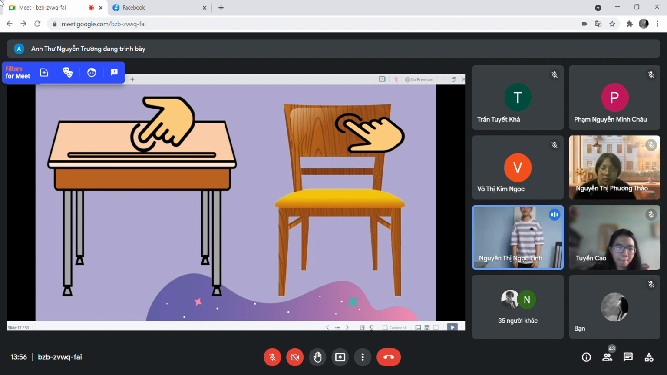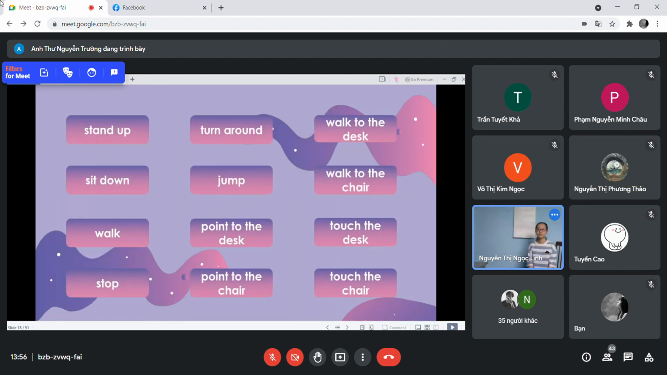Now open the notebook and write down. Yeah. 1. Stand up. 2. Sit down. 3. Walk. 4. Stop. 5. Turn around. 6. Jump. 7. Point to the desk. 8. Point to the chair. 9. Walk to the desk. 10. Walk to the chair. 11. Touch the desk. 12. Touch the chair. Yeah, okay.